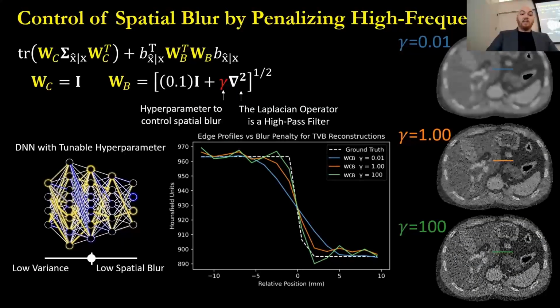What we've done in the past is used Fourier operators, spatial frequency domain weights. In this case, we used a Laplacian operator, a high-pass filter, to penalize high spatial frequency bias. And this is a way to control spatial blur. Spatial blur is basically systematic underestimation of high frequency signals. So it's a high frequency bias. So by increasing the penalty on high frequency bias, we're able to increase spatial resolution.